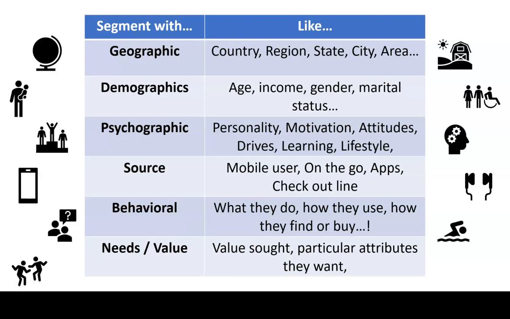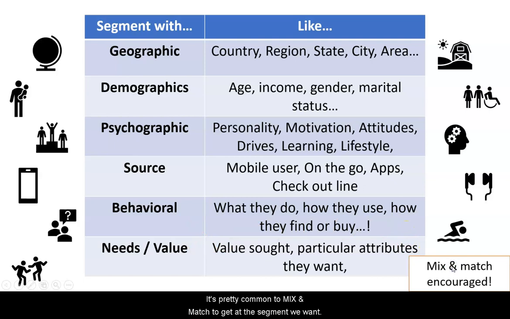And behavioral, and needs and value. So behavioral: what are they doing? How are they using it? How did they find or buy? And needs and value: what values are sought, particular attributes that they want, all that good stuff. It's pretty common to mix and match to get at the segment we want. After all, we're not trying to serve every teen in the world, are we?